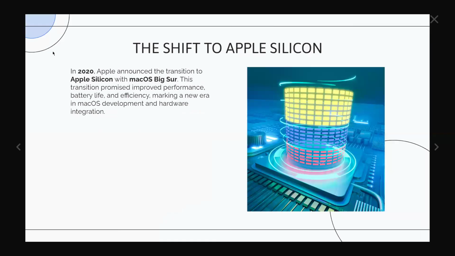The shift to Apple Silicon. In 2020, Apple announced the transition to Apple Silicon, the Apple M1 chip, with macOS Big Sur, or macOS 11 Big Sur. This transition promised improved performance, battery life, and efficiency, marking a new era in macOS development and hardware integration.